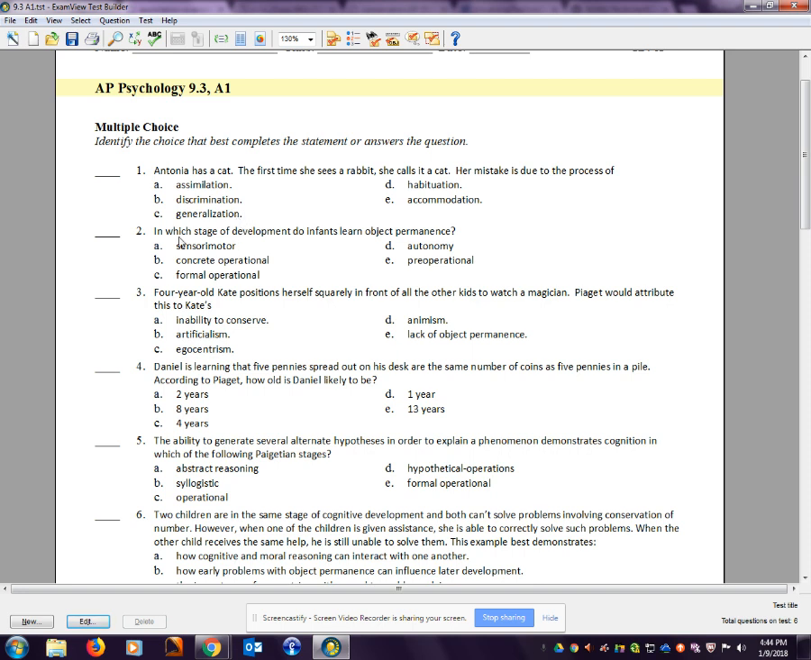All right, number 2. In which stage of development do infants learn object permanence? All right, the correct answer for this, object permanence, meaning you take something away and then you still know that it's there.